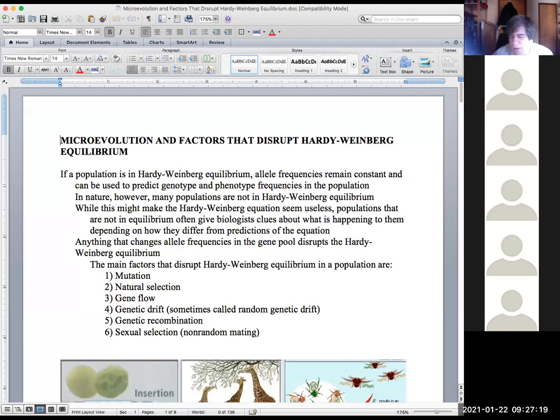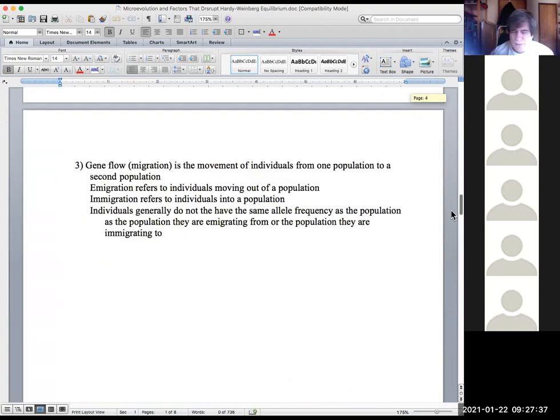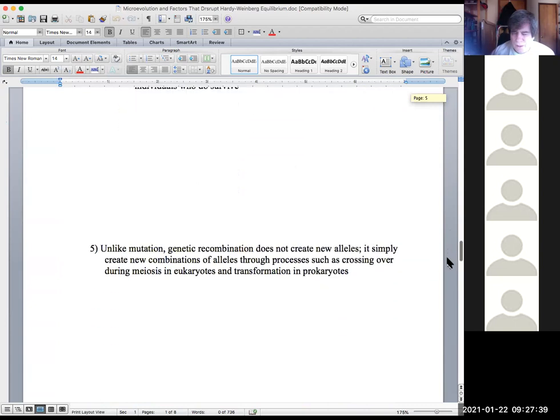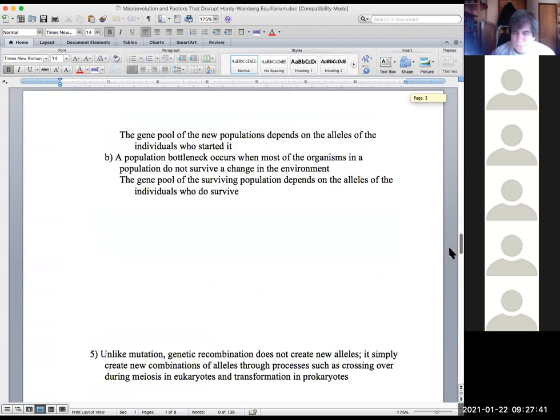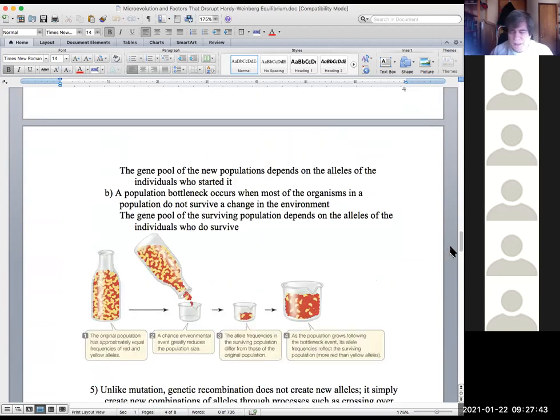So remember when we left off in our notes, we were talking about factors that could affect Hardy-Weinberg equilibrium. And basically when these factors are operating, Hardy-Weinberg equilibrium doesn't occur. And we said that in real populations in nature, most of the time, Hardy-Weinberg equilibrium is not in effect.